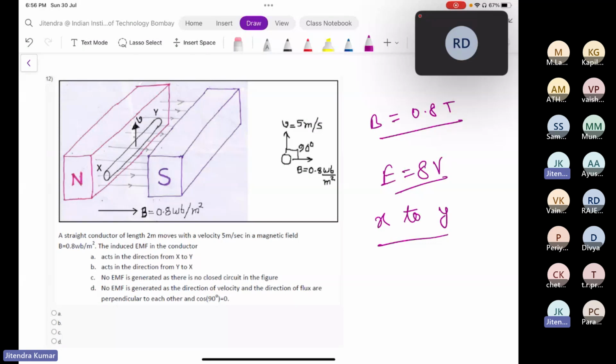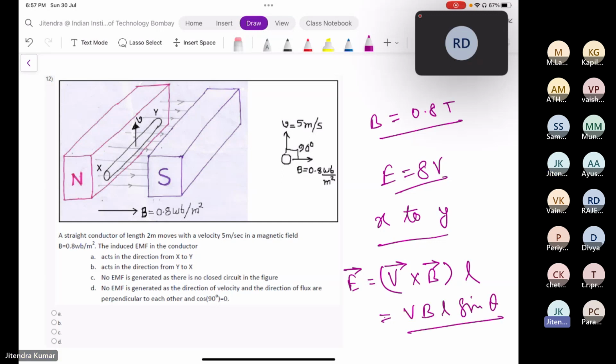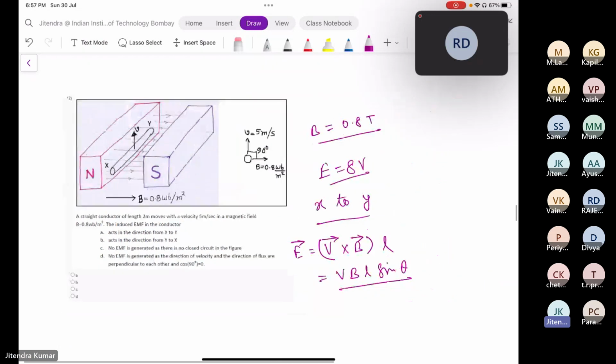First let us talk about which formula or concept you applied. VLB sin theta, yeah. So basically V cross B to L. If you break those cross components, it is VBL sin theta. Okay.